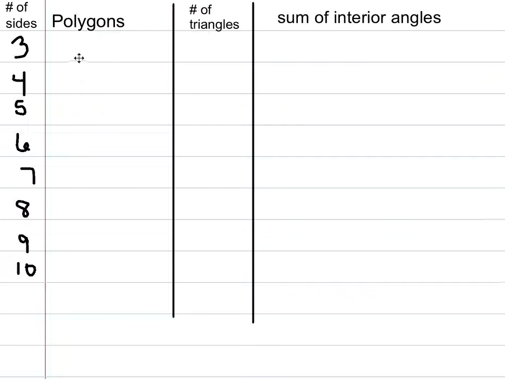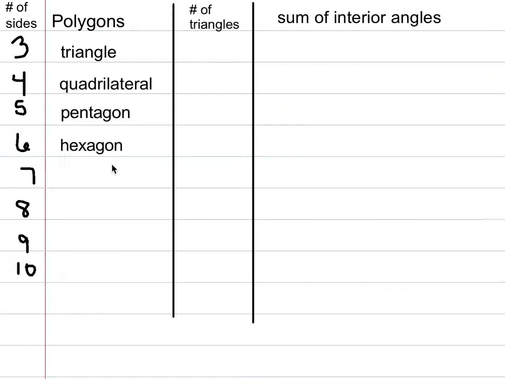A 3-sided figure would be called a triangle. A 4-sided figure, a lot of people would say a square, a rectangle, or parallelogram. They're all called quadrilaterals. 5-sided is a pentagon. 6-sided is a hexagon. 7 is a heptagon. 8 is an octagon. 9 is a nonagon. And 10 is a decagon. So let's make sure you have those.